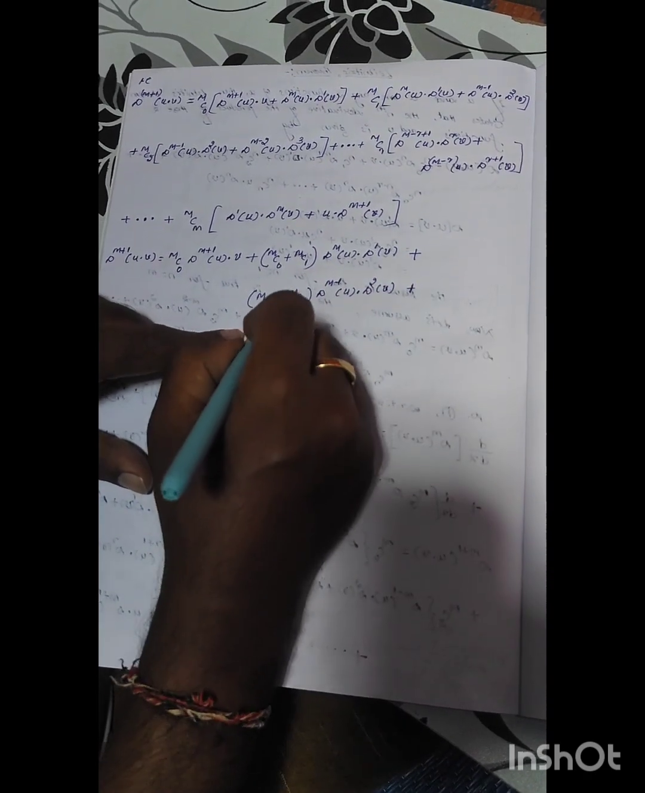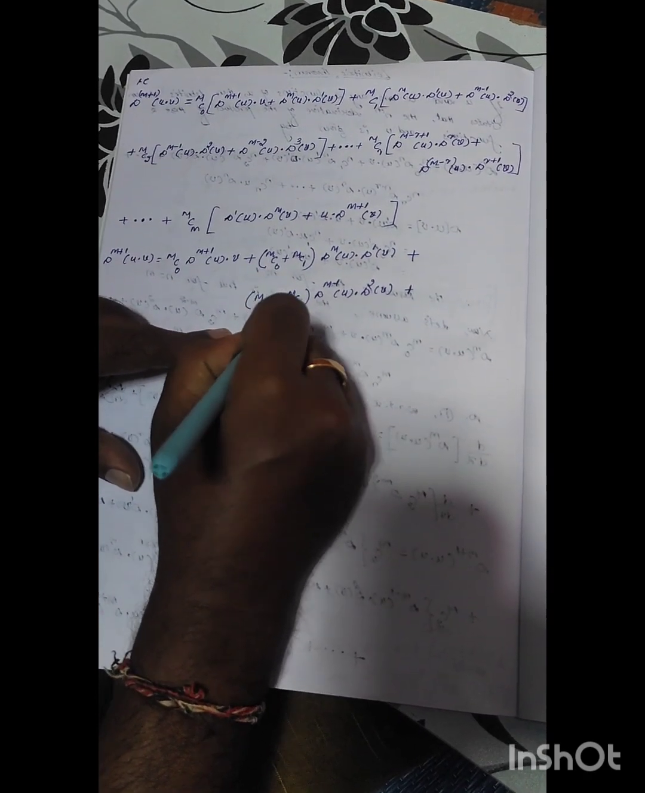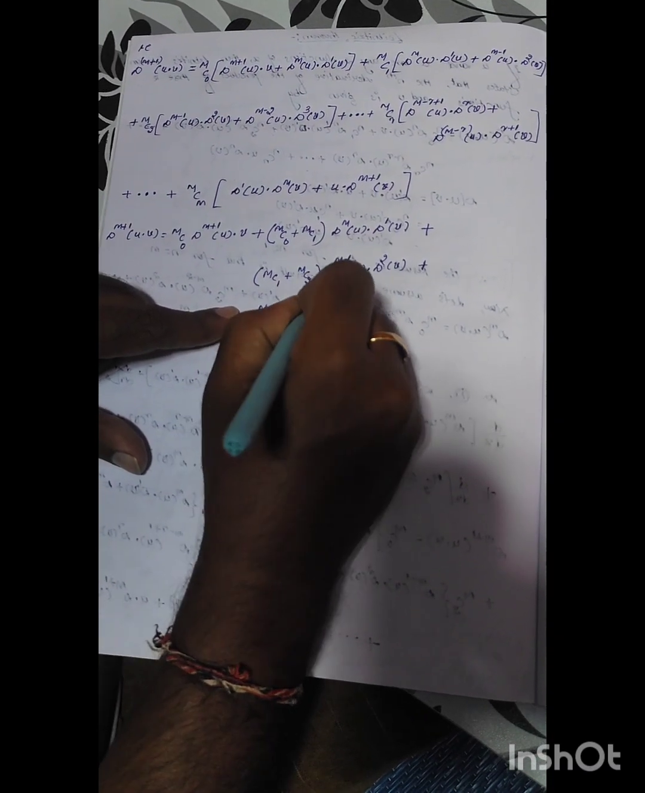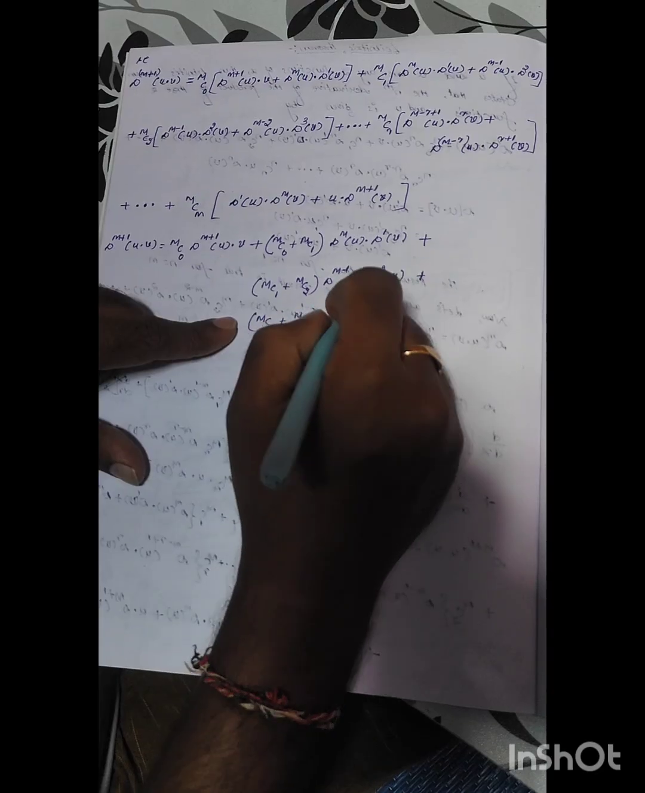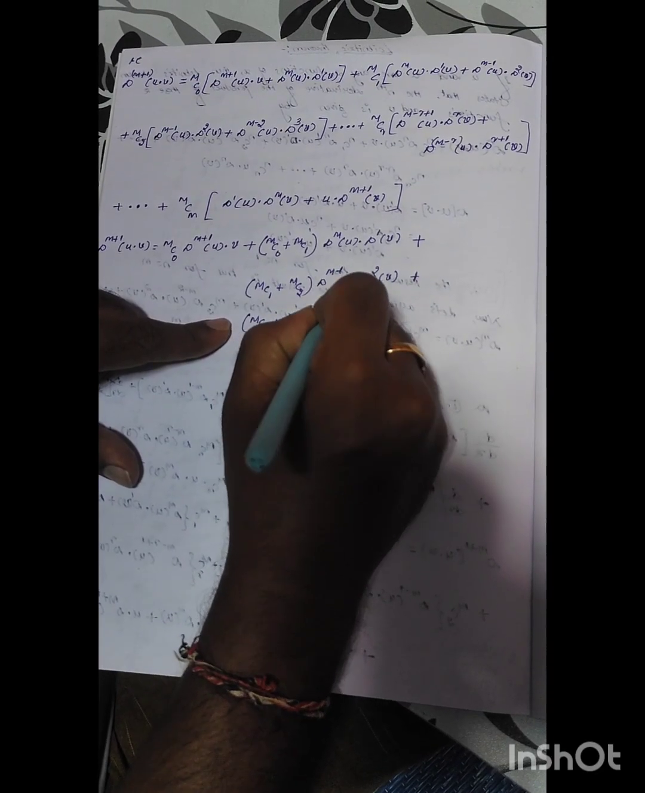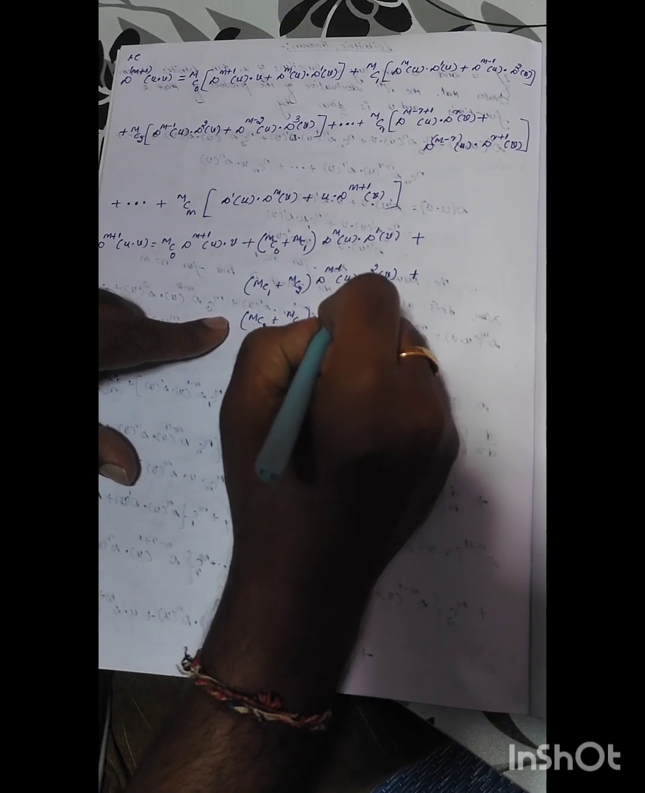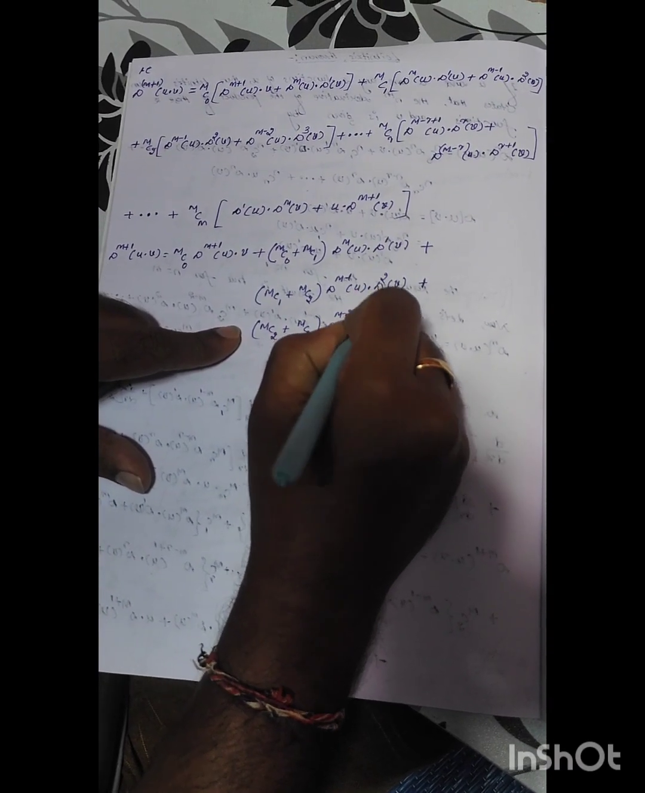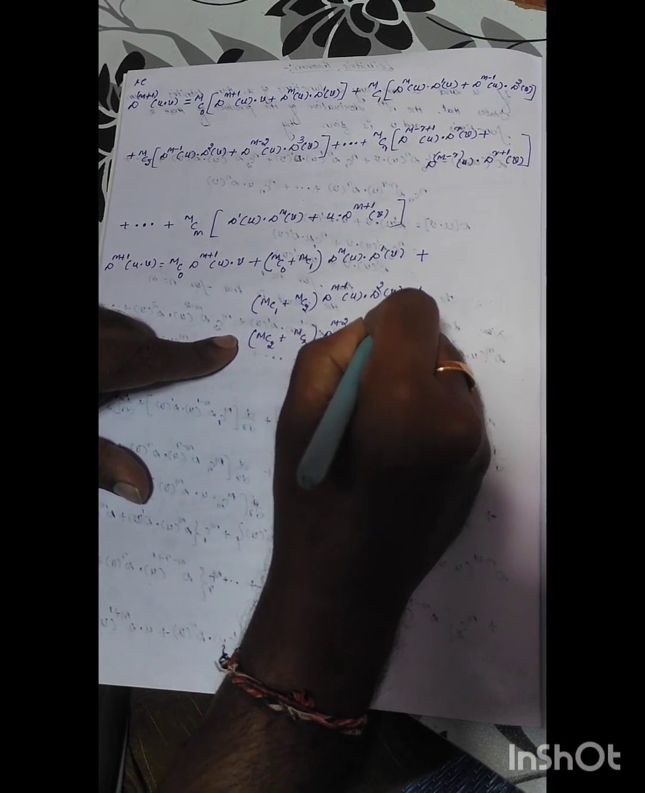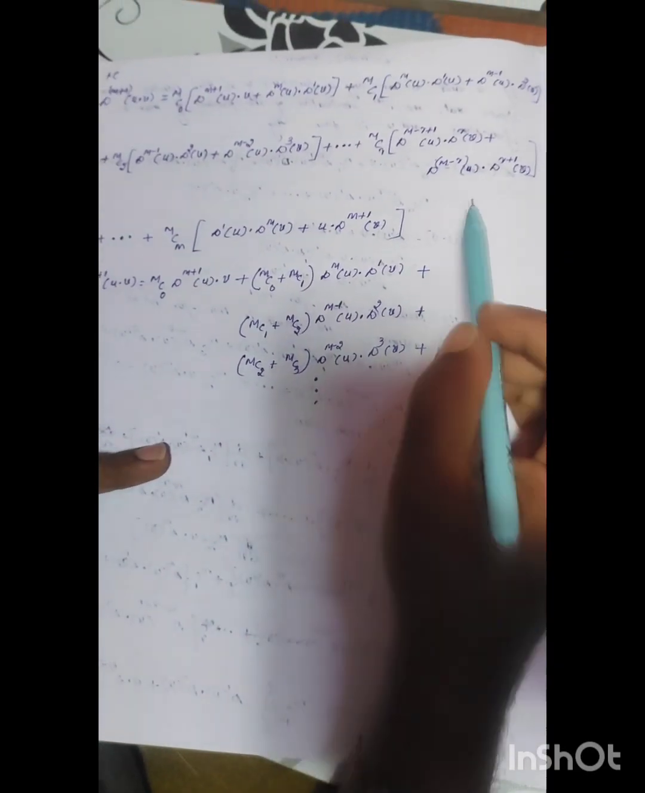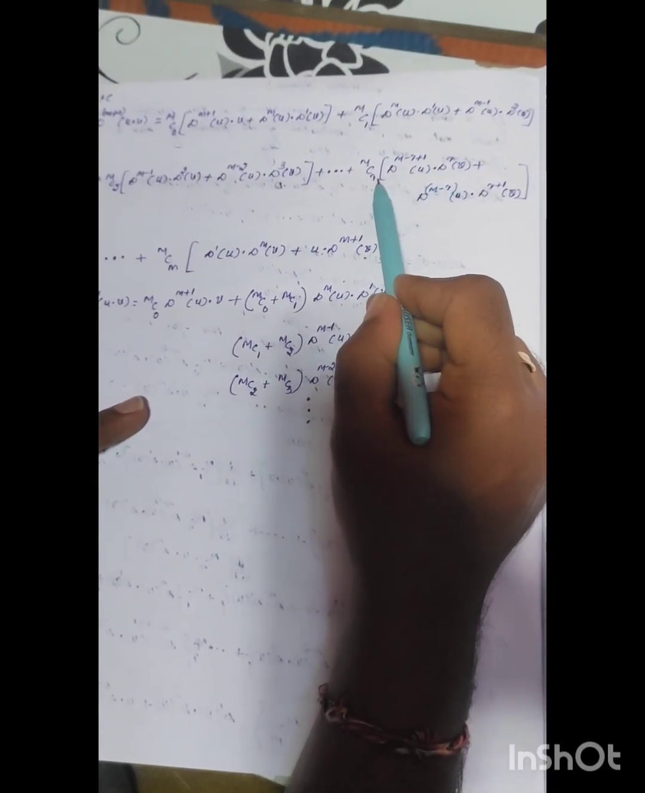So plus the next term will become mC2 plus mC3. In the same way, this should become d power m minus 2th derivative of u, so that is the third term, m minus 2th derivative of u into third derivative of v, and so on. Let me go to the middle term here, that is the rth term.